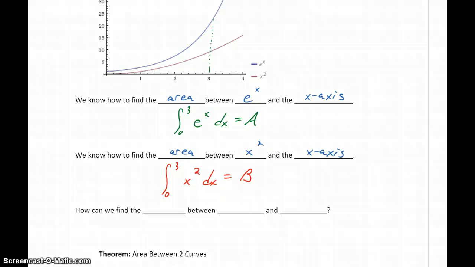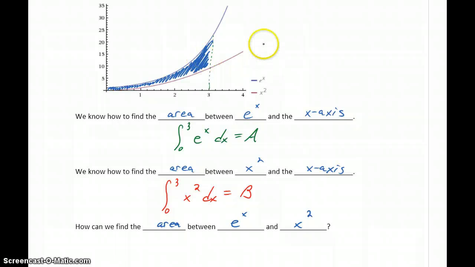In this module, what we want to talk about is how we find the area between e to the x and x squared. So what we're interested in this case is the area between those two curves on this interval from 0 to 3. So the question is, how could we find that?